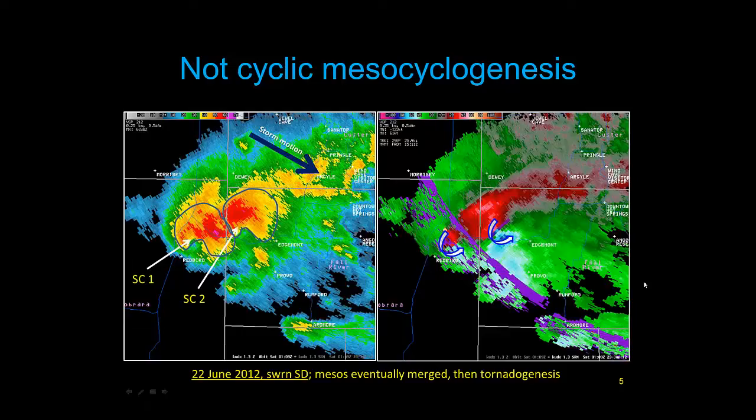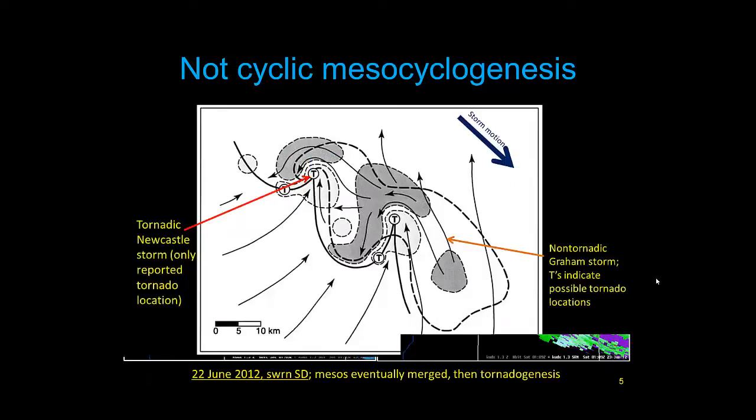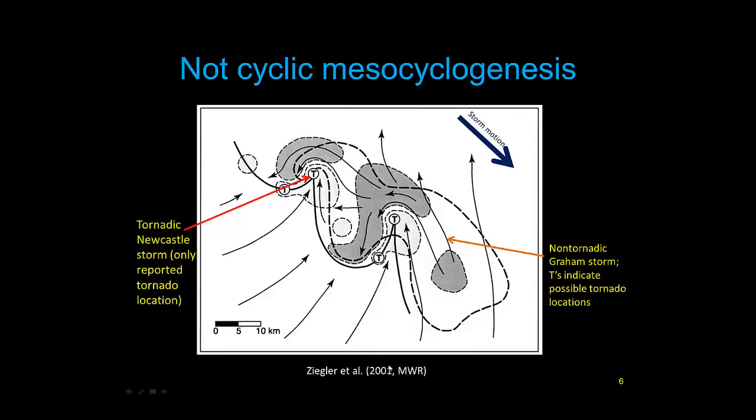This is two distinct supercells, and it could be a talk and topic all in and of itself. In this next example, we're looking at a fairly famous case from the first VORTEX that Conrad Ziegler published in Monthly Weather Review, the so-called Graham-Newcastle storms. And again, this is the storm moving to the southeast, and this is a conceptual rendering of this case study.